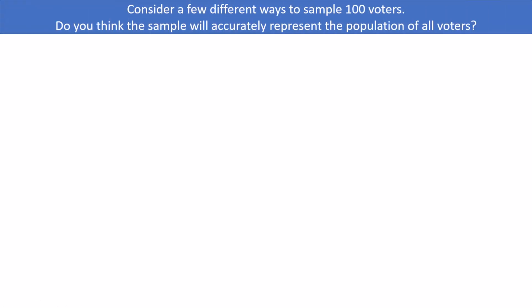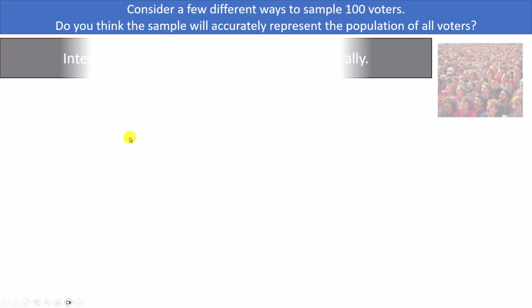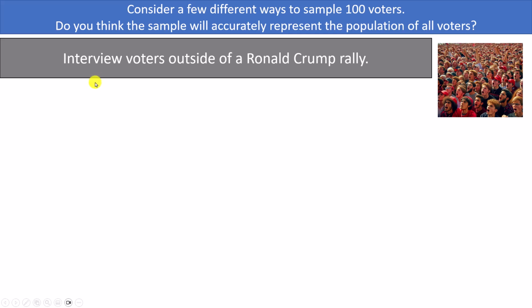So let's go ahead and consider a few different ways we could sample 100 voters. And for each of these different cases, we're going to think about whether or not the sample is going to accurately represent the population of all voters. So method number one would be maybe we could interview voters outside of a Ronald Crump rally. So we could just go right outside the rally and grab 100 of these random people, and then we'll ask them who they are supporting in the election.